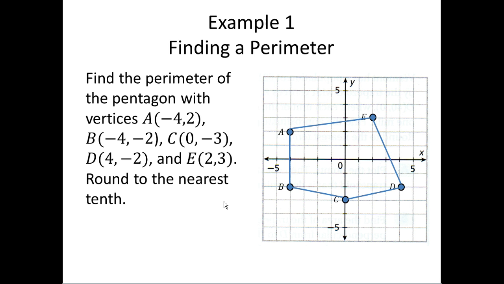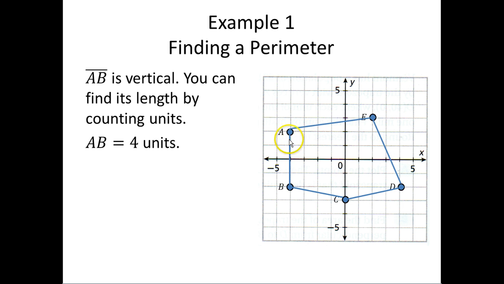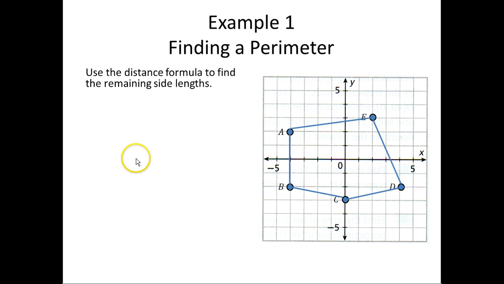In this example, we'll find the perimeter of the pentagon with the following vertices, and we'll round to the nearest tenth. Since AB is a vertical line segment, I can find the distance between A and B just by counting the units between them. Notice there are 1, 2, 3, 4 units between them, so the distance AB is 4 units. Now for the other line segments, notice that they're not vertical or horizontal, so I need to use the distance formula in order to find the lengths AE, ED, DC, and CB. When I'm finished finding those distances, I'm going to add all of these distances up to get the perimeter of my pentagon.